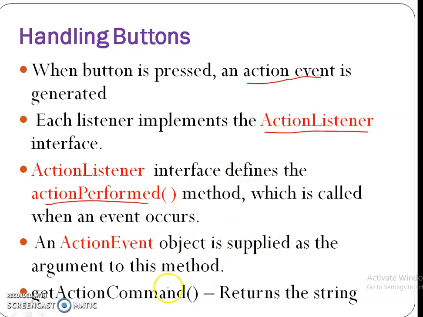This method receives an ActionEvent object, so there is a need to pass the ActionEvent object as the actionPerformed method argument. If you want to capture that specific event, we can use the getActionCommand method. This method returns the string on our button. Based on the getActionCommand return value, we can perform the operation. Let's see the example program.